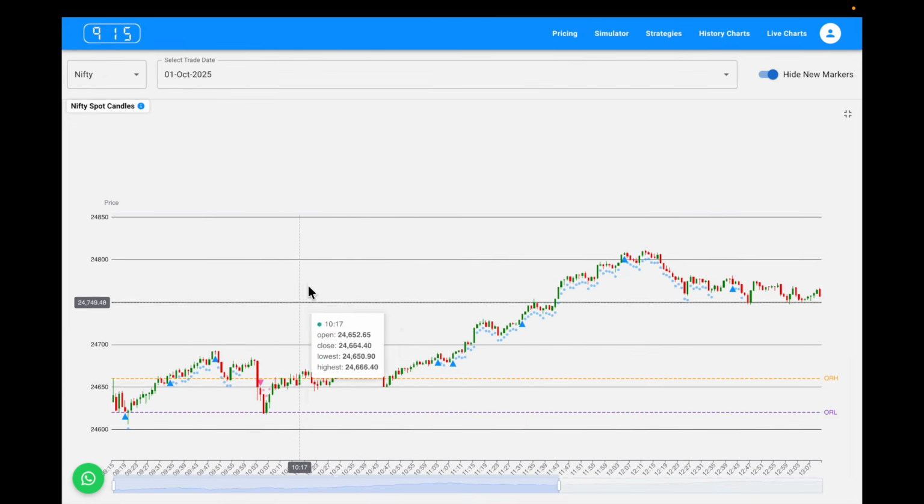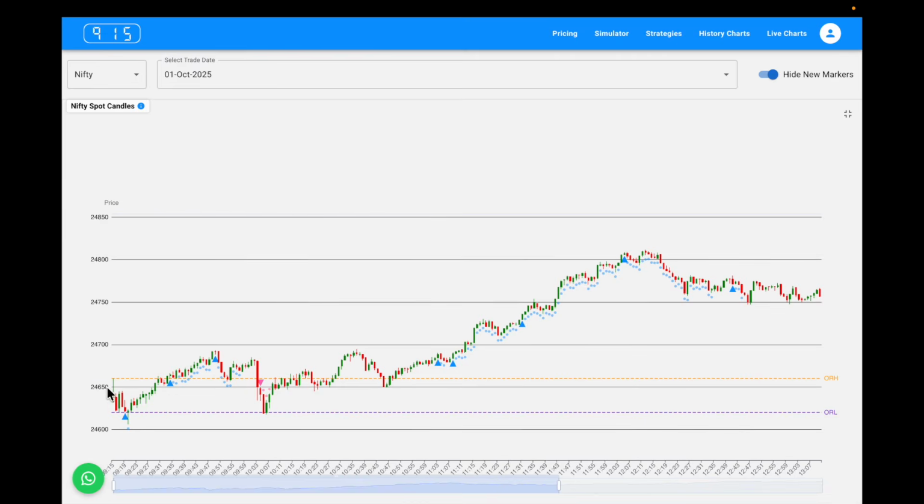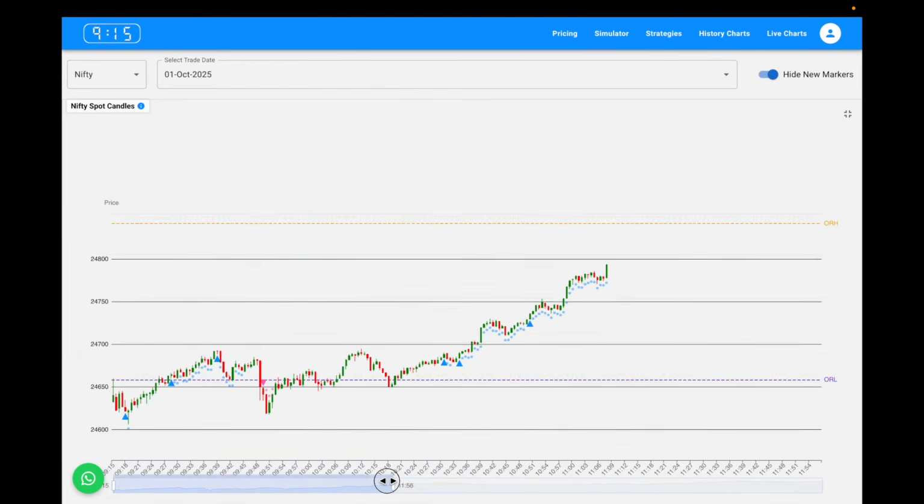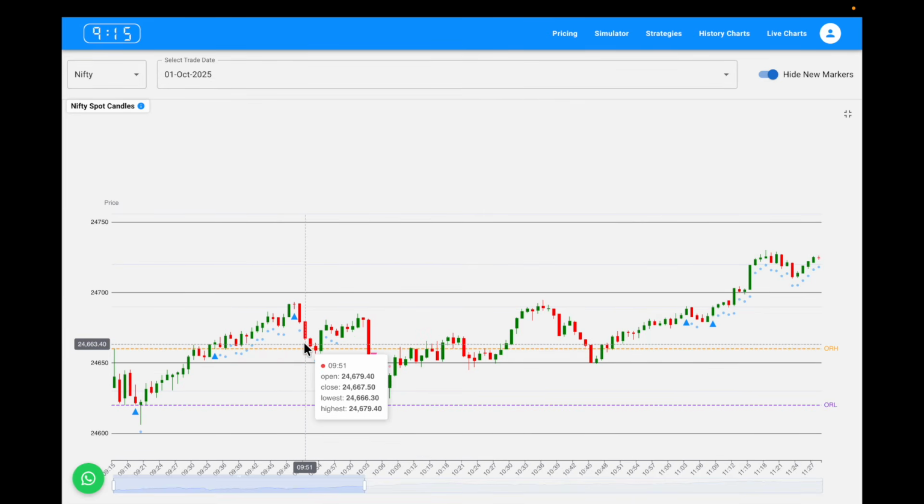For example, if I look at this trade, 1st October, the entry was 935, exit was 951, and it was a call entry. 24,650 was the ATM strike. 935 because this level was broken here and we have got a triangle, and after it is broken, we wait one more candle and take an entry here. Now mind you, the exit is 951.